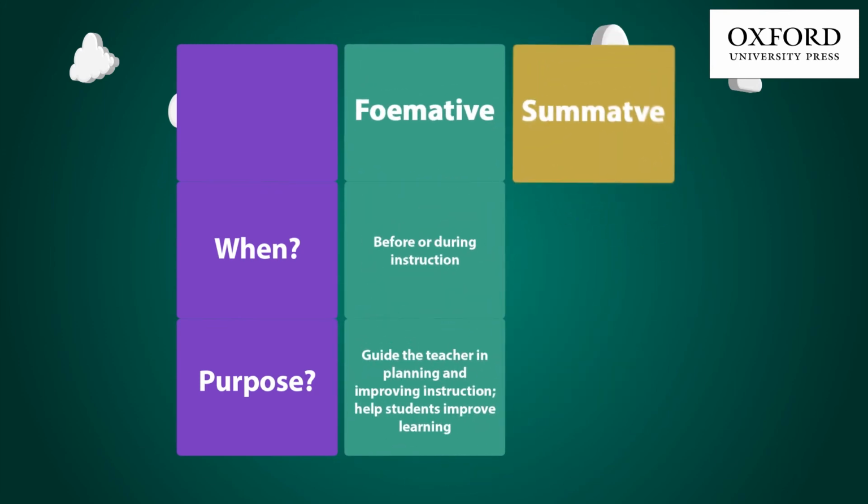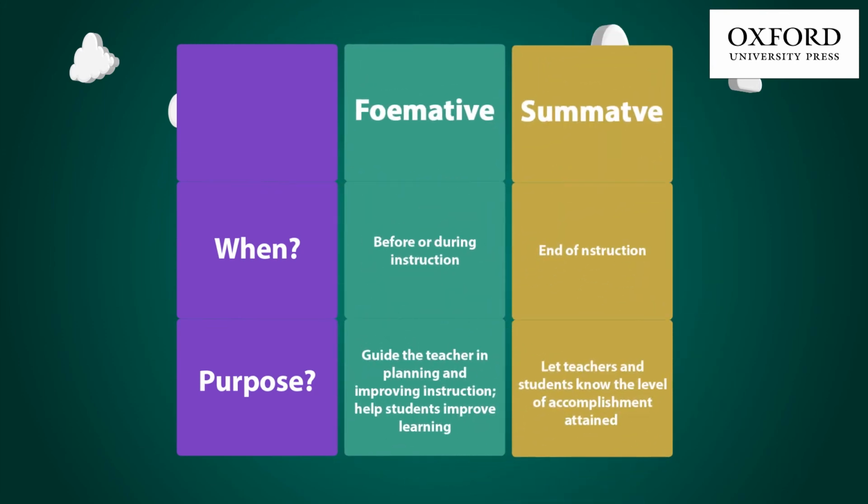So, if we take a look at the formative and summative assessment, we see that formative assessment occurs before or during instruction. It guides the teachers in planning and improving instruction, and it also helps the students improve their learning. And if we look at summative assessment, it occurs at the end of instruction, and it lets the teachers and students know the level of accomplishment attained.